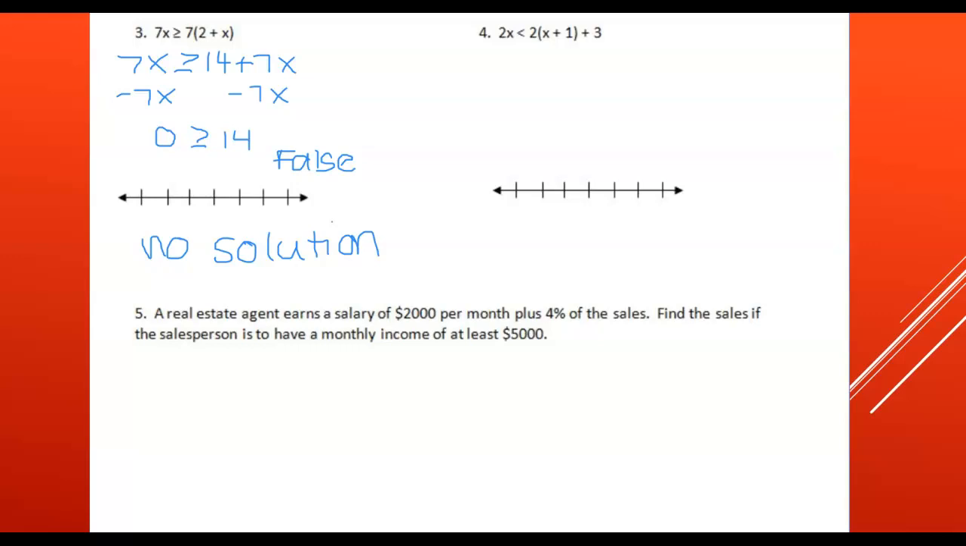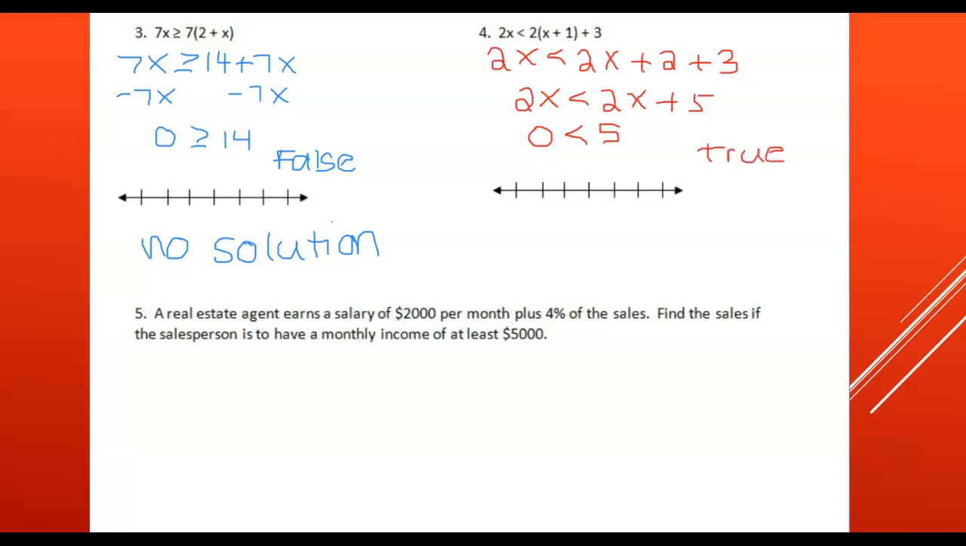Okay. Let's look at the next one. So I get 2x less than 2x plus 2 plus 3. So we get 2x is less than 2x plus 5. Subtract our 2x. And we get 0 is less than 5. Is 0 less than 5? Yeah. So this one is true.